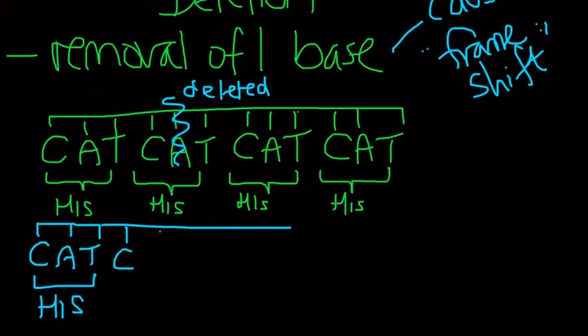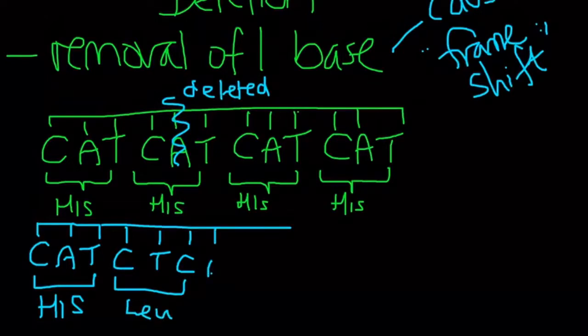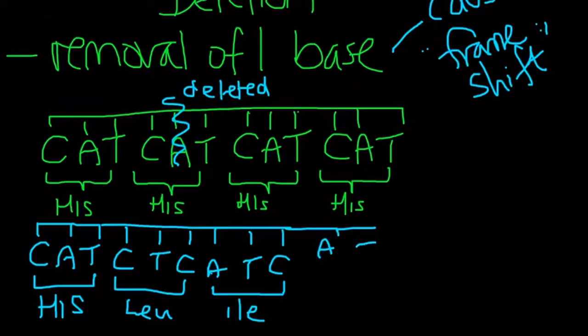The first triplet code is not affected, but from there on it is, and that's why it's a frame shift. So the next triplet code becomes CTC, which codes for a completely different amino acid, as does the next. So we have shifted along one, which is changing the amino acids. And this would then change the structure of the protein being formed and could affect its function or its ability to do its job.